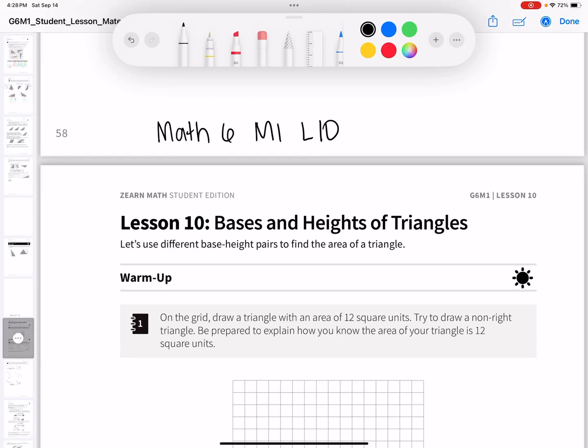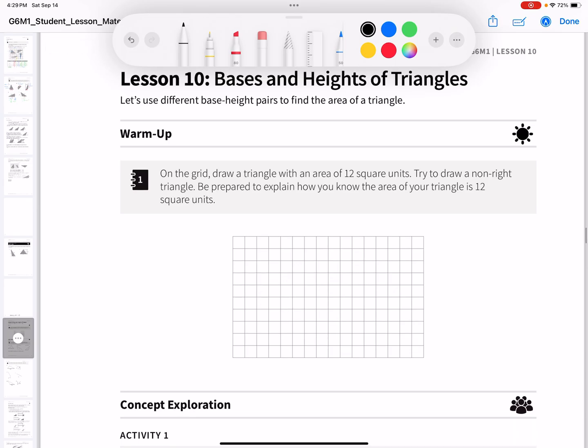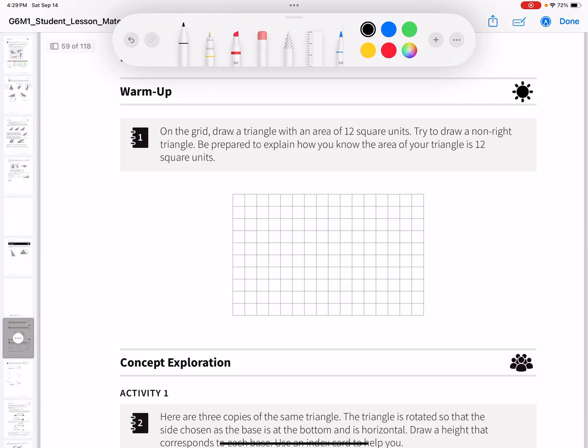All right, today we're doing Math 6, Mission 1, Lesson 10. Bases and heights of triangles. On the grid, draw a triangle with an area of 12 square units. So they want us to draw a triangle with an area of 12. Try to draw a non-right triangle. So it does not want us to do something like this, okay? Be prepared to explain how you know.